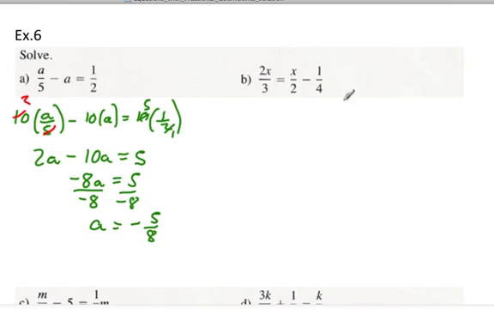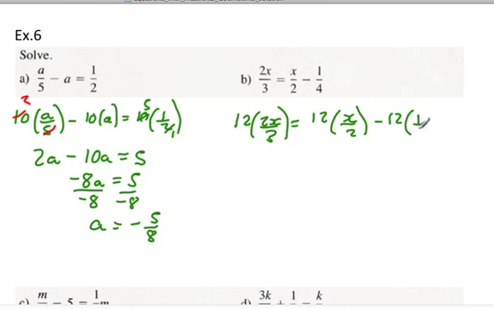Lowest common denominator for 3, 2, and 4 is 12. So we're going to multiply everything by 12. And simplify, so 3 goes into itself once and into 12 4 times. 2 goes into itself once and into 12 6 times. And 4 cancels out, and 4 goes into 12 3 times.